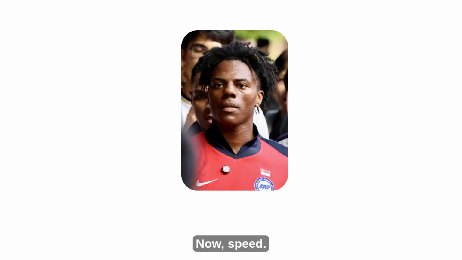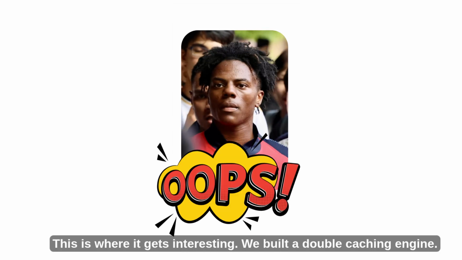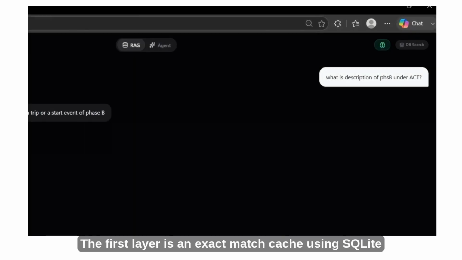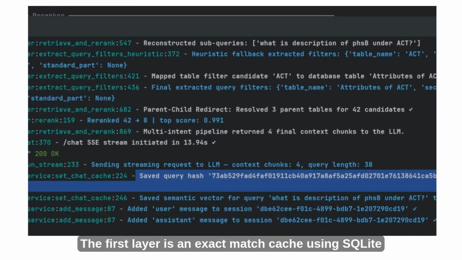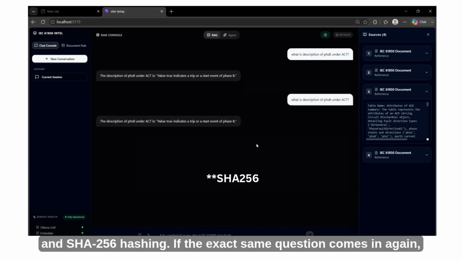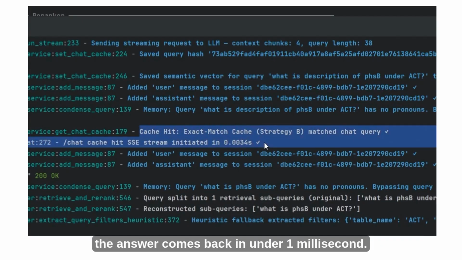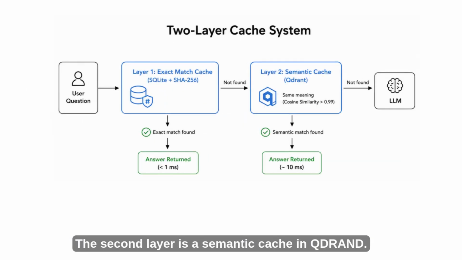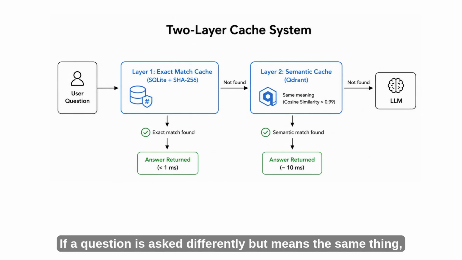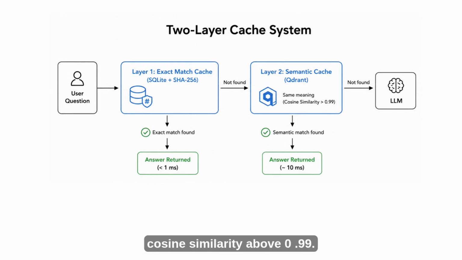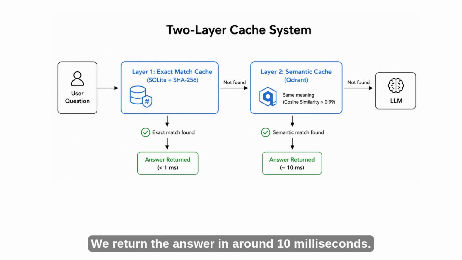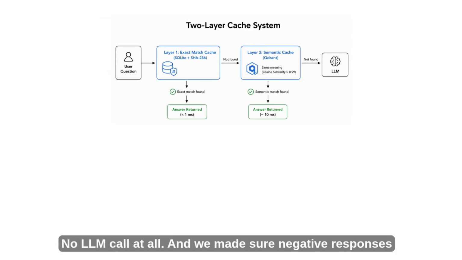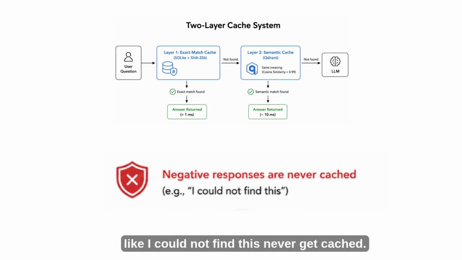Now speed. This is where it gets interesting. We built a double caching engine. The first layer is an exact match cache using SQLite and SHA-256 hashing. If the exact same question comes in again, the answer comes back in under 1 millisecond. The second layer is a semantic cache in Qdrant. If a question is asked differently but means the same thing, cosine similarity above 0.99, we return the answer in around 10 milliseconds. No LLM call at all. And we made sure negative responses like "I could not find this" never get cached. So a temporary failure never pollutes the system.